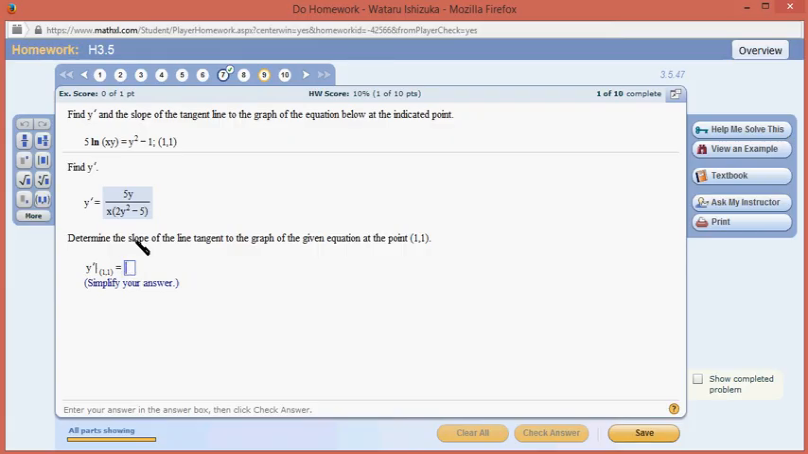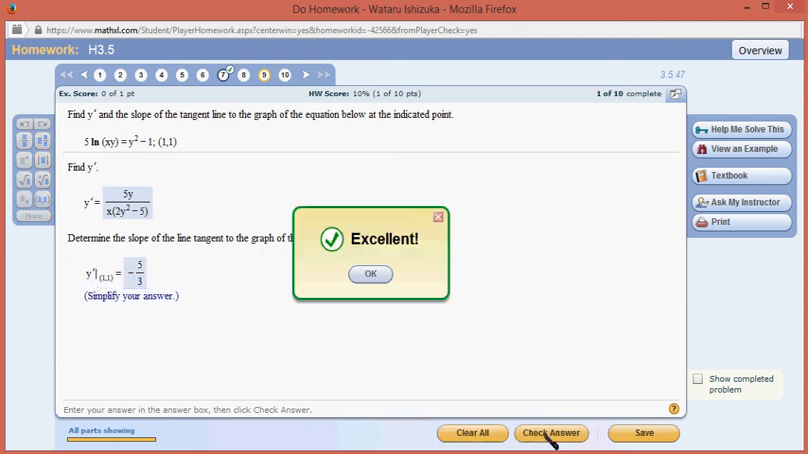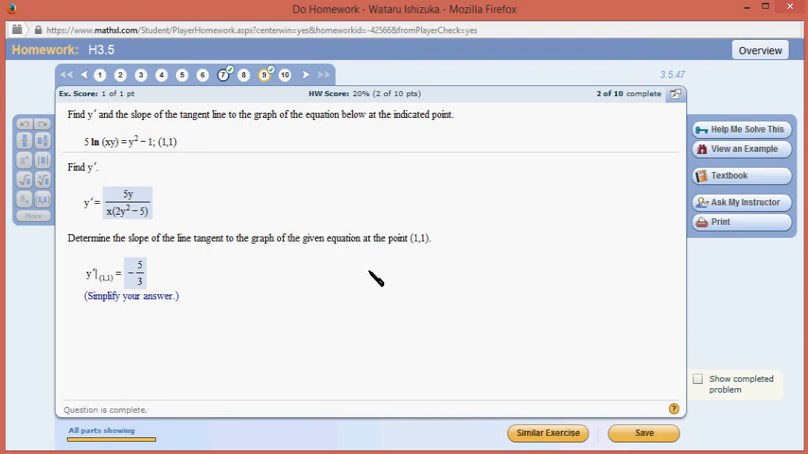Let's type it in. We got negative 5/3. Let's check the answer. We got that. That's it. I hope that this was clear.